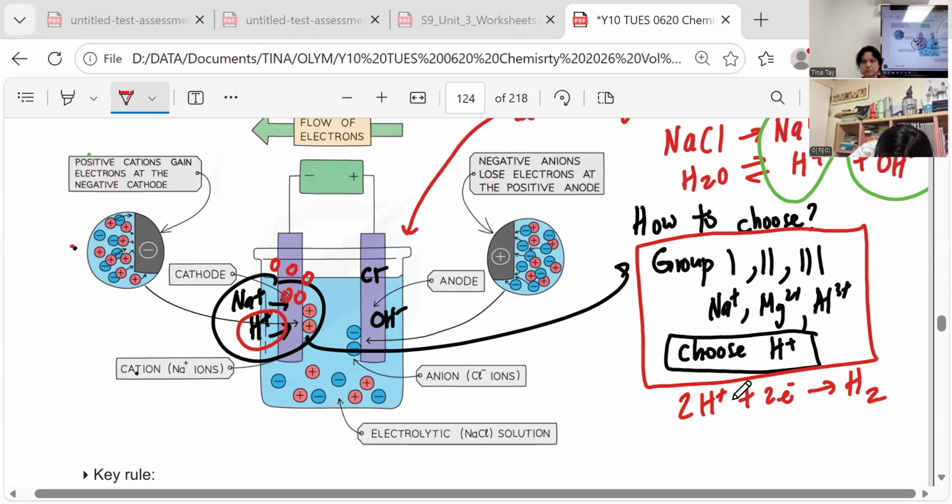Wait, what does that mean again? Group 1 to 3. If it's a choice between group 1, group 2, group 3 ion and hydrogen ion, you choose hydrogen ion instead. Oh. You don't choose group 1, group 2, group 3. That means sodium ion and hydrogen, choose hydrogen. Magnesium ion and hydrogen, choose hydrogen. Aluminium ion and hydrogen, choose hydrogen. Get it?